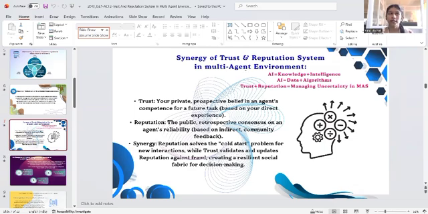Next, see the synergy of trust and reputation system in a multi-agent environment. So AI equals knowledge plus intelligence and data. AI equals data plus algorithms. That's similar. Trust plus reputation equals managing uncertainty in a MAS.